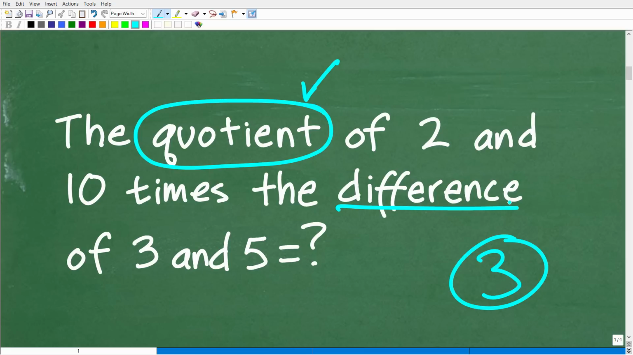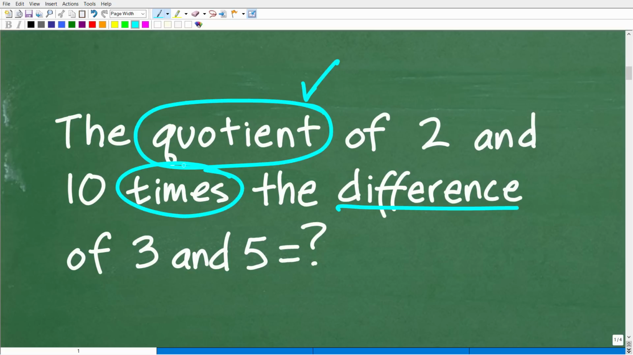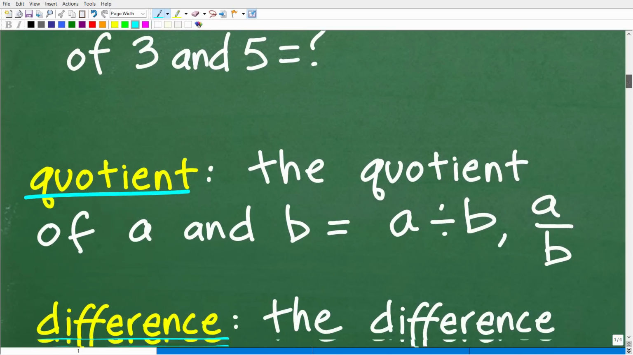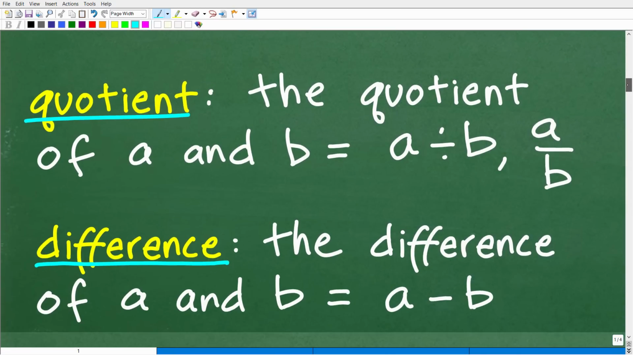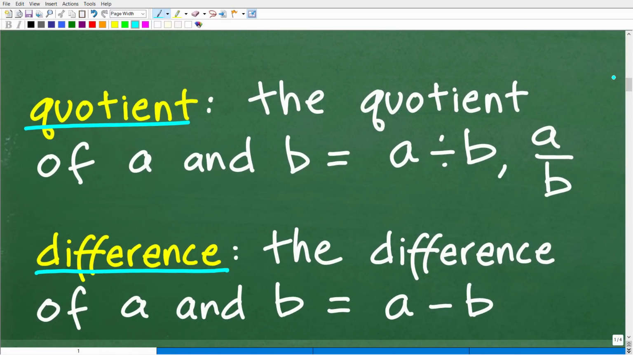We want to review this, but this is a basic math word that you should know. And if you forgot, no big deal. I'm going to explain this in a second. But we can't interpret this problem unless we understand what these words mean. So we need to understand what the quotient is and the difference is, and then of course we have times right here. Let's do that right now. So the quotient of two numbers. I'm going to give you a formal definition, but we'll put this into practice in a second.